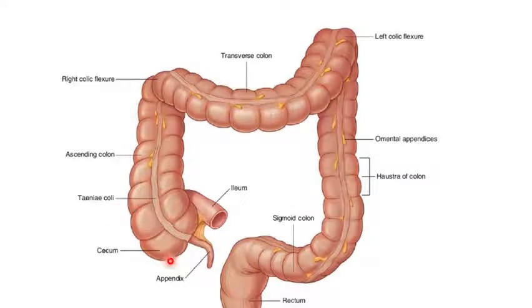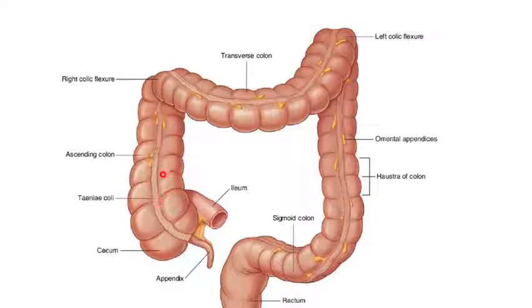Now see in this figure, this is the tinea coli, the longitudinal muscle coat of the colon. In this way tinea coli are arranged in the ascending, descending and sigmoid colon, only the position changes in the transverse colon. The tinea coli are in the form of 3 bands. One is anterior, one is on the posteromedial surface and one on the posterolateral surface.